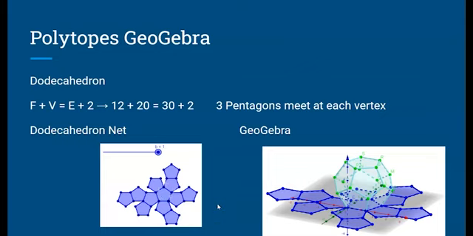Next, we have the dodecahedron, 12 pentagonal faces that are equilateral and equal angular, 20 vertices, 30 edges. At each vertex, there are three regular pentagons that meet. Here you can see in that design our two-dimensional net.